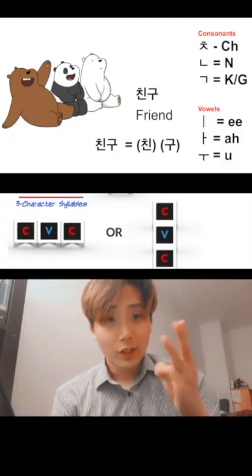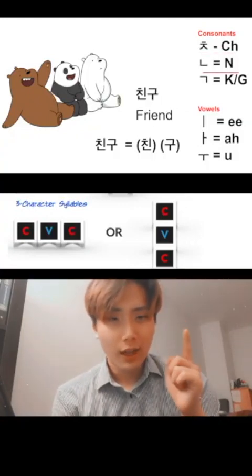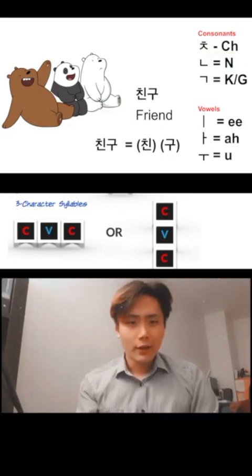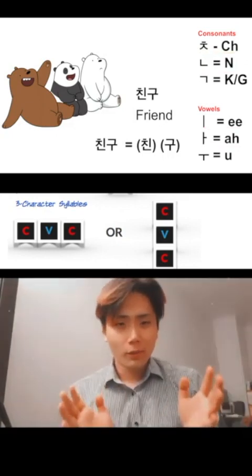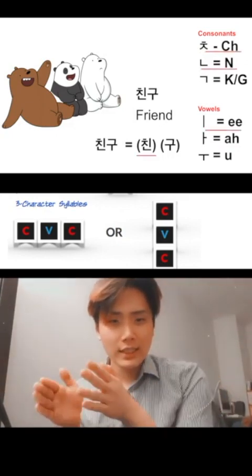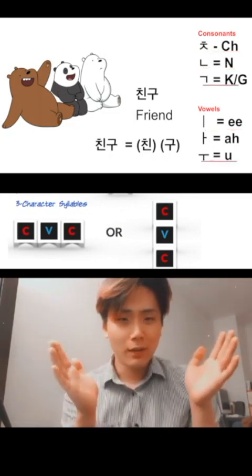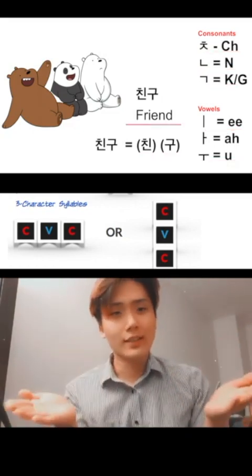Okay, let's try 3 character syllables. This says ch, N. This can be K or G. Then we have E, A, U. So we just combine these together and make chin. And we combine these together and make gu, which means friend, 친구.